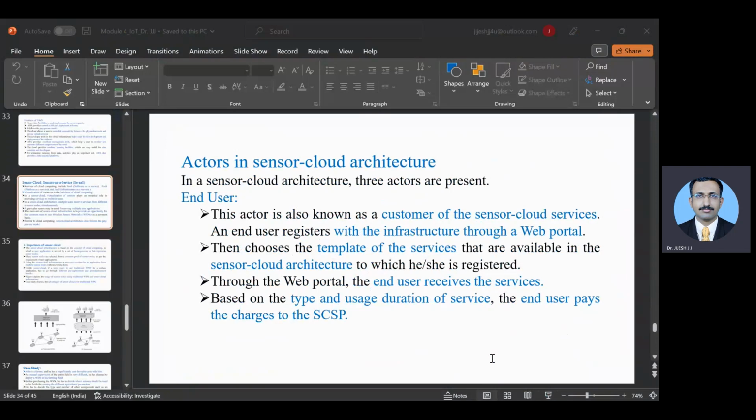That is one advantage that sensor cloud services can provide. With the infrastructure, through the web portal, you can configure all the requirements, whatever is required for you, and you have to pay for it. You use those infrastructure facilities that are required for you, choosing the template of the service and the sensor cloud architecture which is to be registered and used for you. So through this web portal, the end user receives all the services.